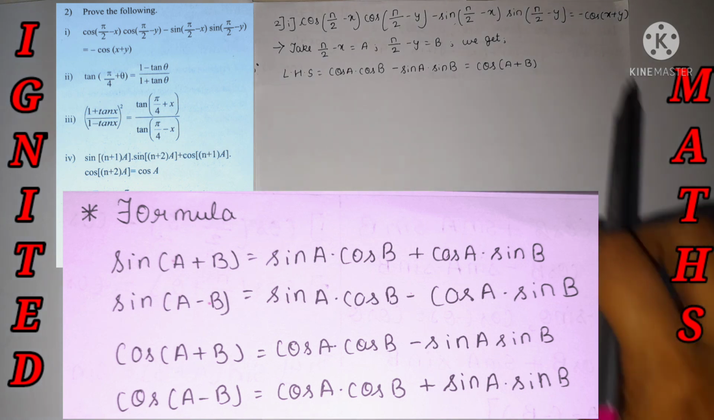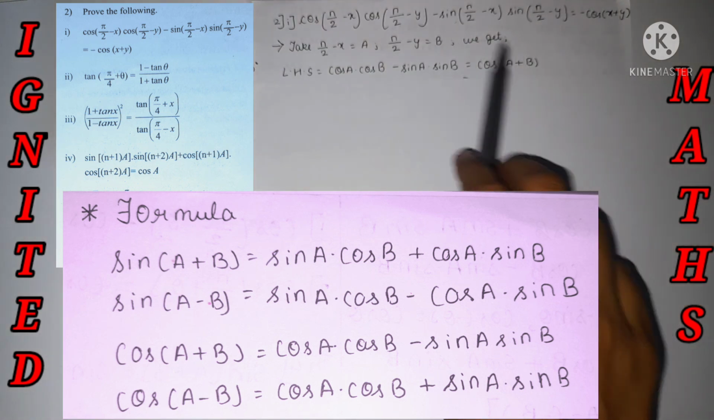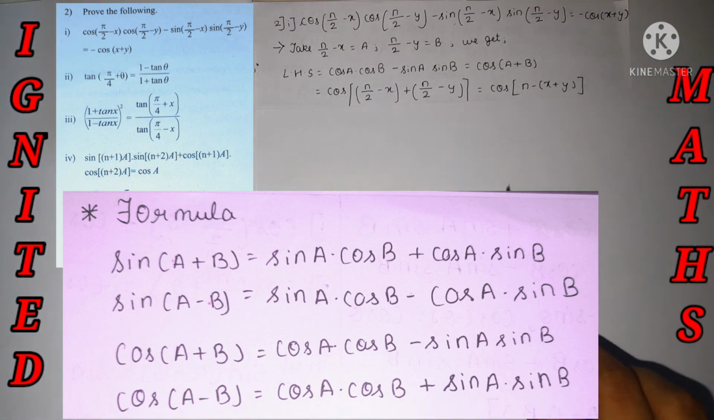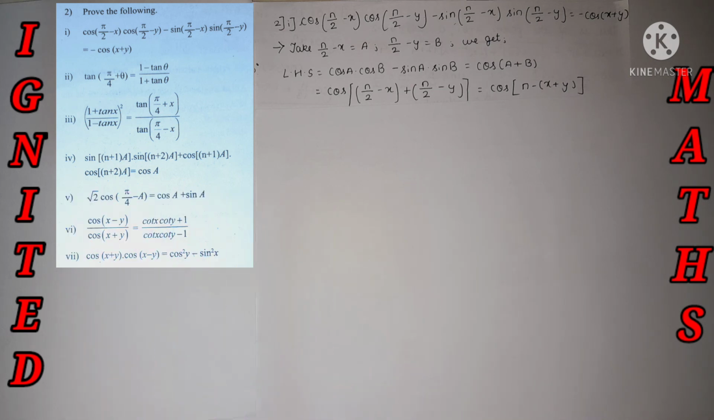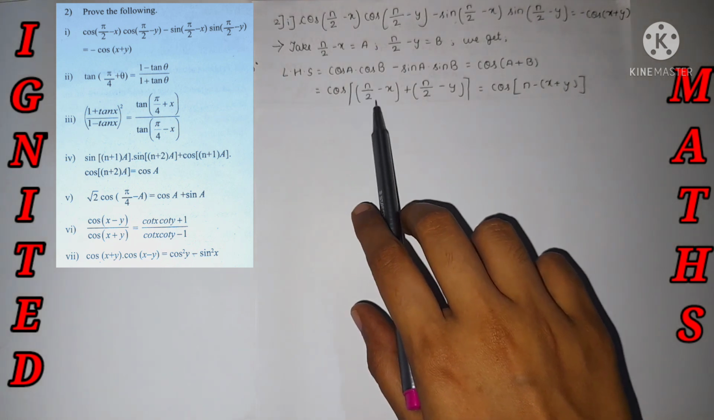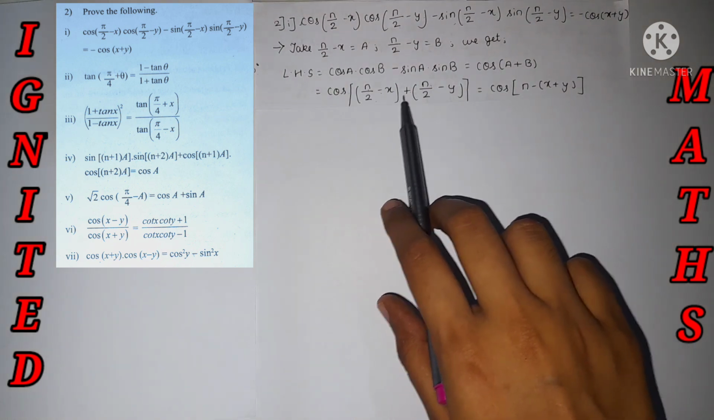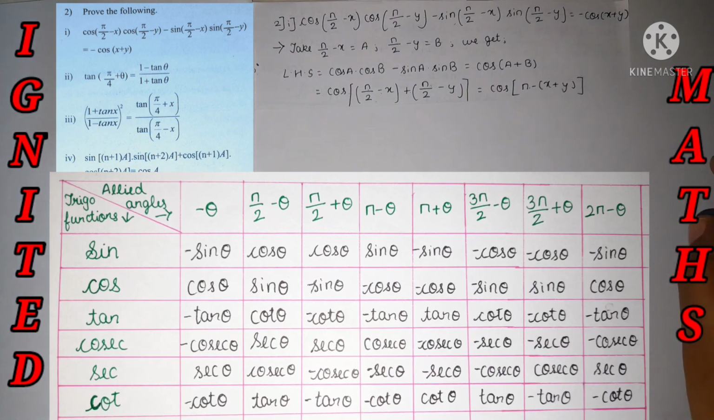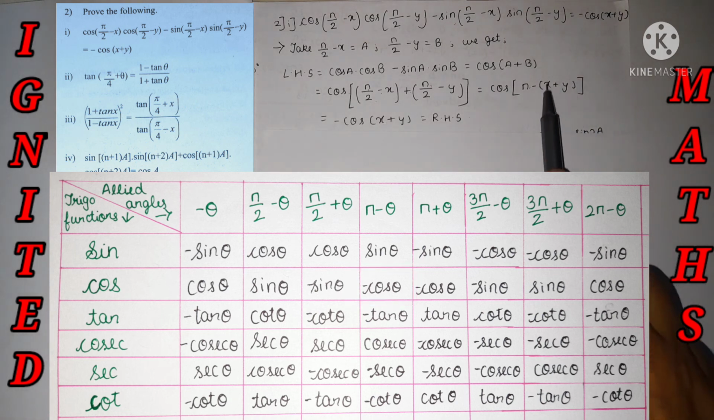So a value is nothing but pi by 2 minus x and b value is nothing but pi by 2 minus y. I have just done it. It's basically based on substitution and resubstitution. In that method, all right. The way I said by using the trigonometric functions of the allied angles, in that method also is absolutely all right. So cos of pi by 2 minus x plus pi by 2 minus y, it's nothing but pi minus x plus y. Yes, and cos of pi minus theta is nothing but minus cos theta, but my theta over here is x plus y, so this is nothing but my RHS value.